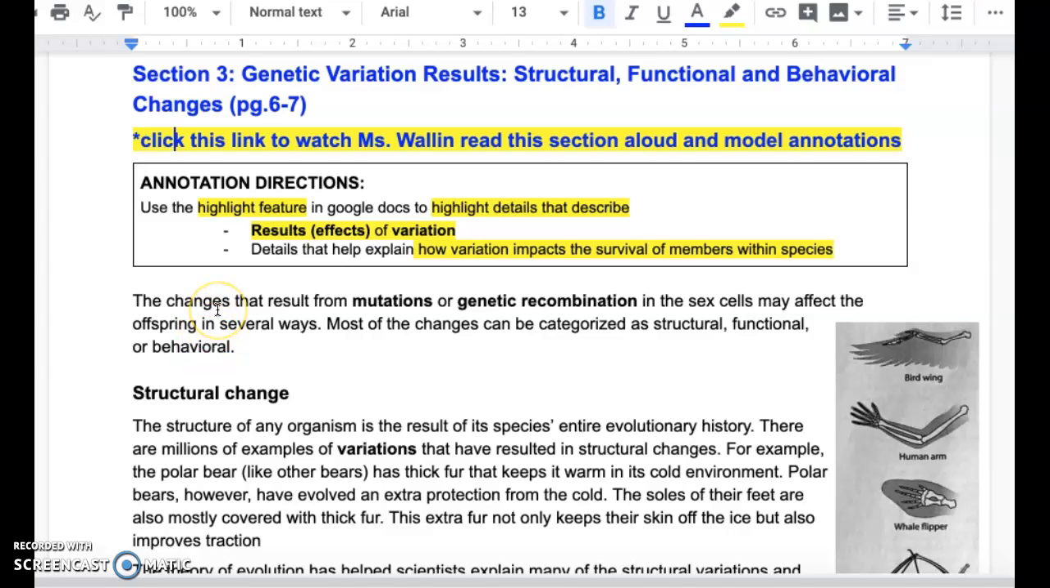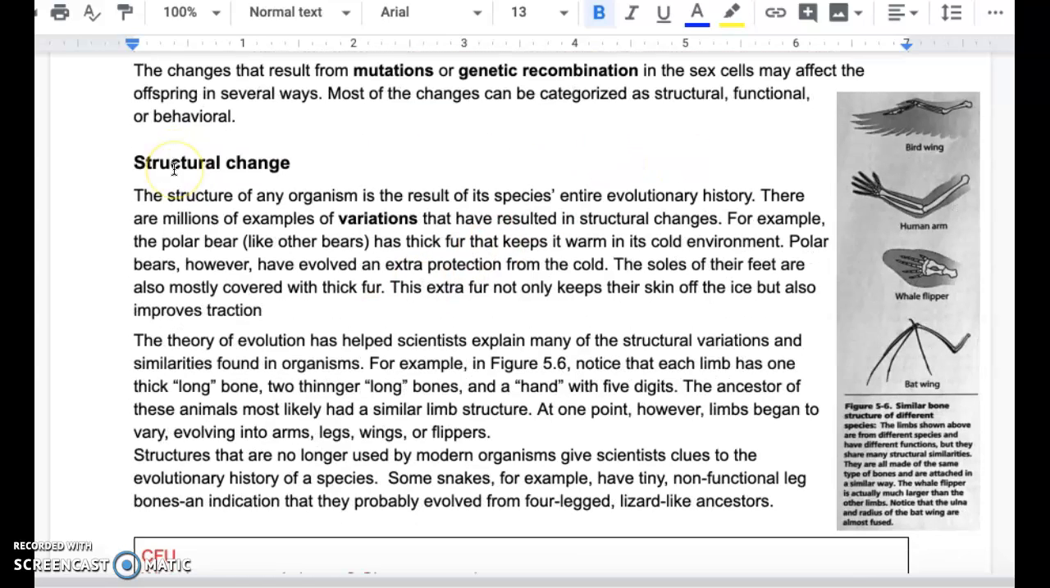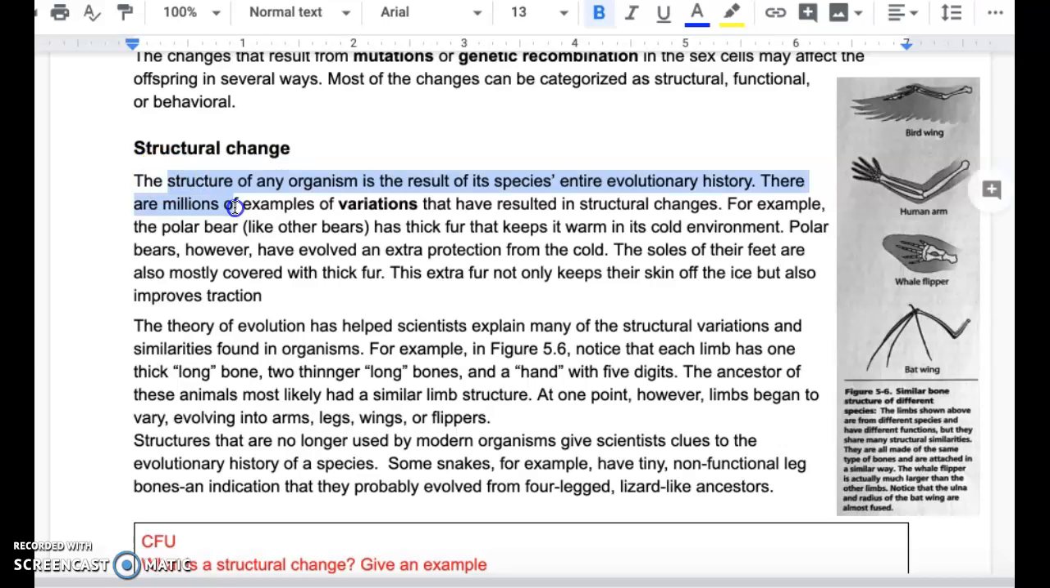The changes that result from mutations or genetic recombination in sex cells may affect the offspring in many ways. Most of the changes can be categorized as structural, functional, or behavioral. Structural change. The structure of an organism is the result of the species' entire evolutionary history. Let's highlight that. There are millions of examples of variations that have resulted from structural changes.